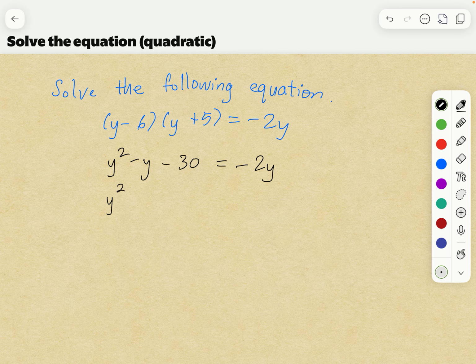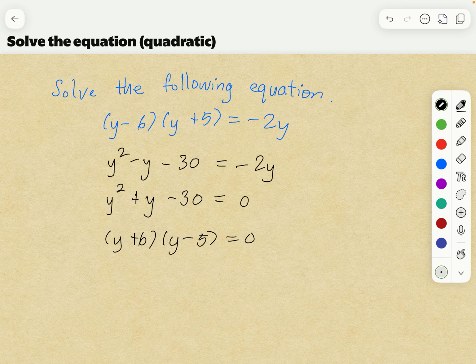So I have a negative y plus 2y. That gives me a plus y. So y squared plus y minus 30 equals 0. Now at this point, we can try to factor this or use the quadratic formula. And I think this one we can factor as (y + 6)(y - 5) equals 0.